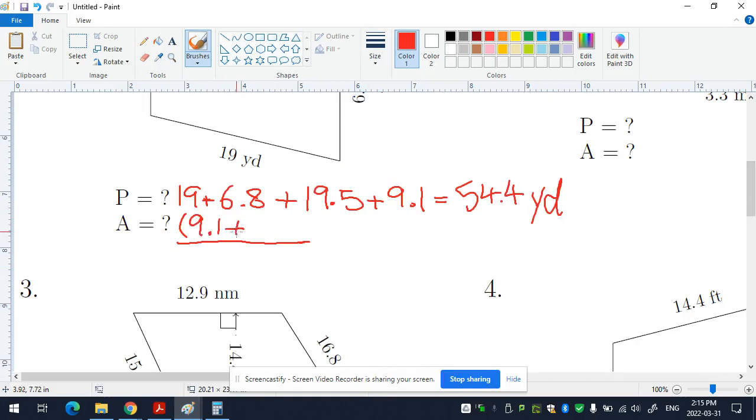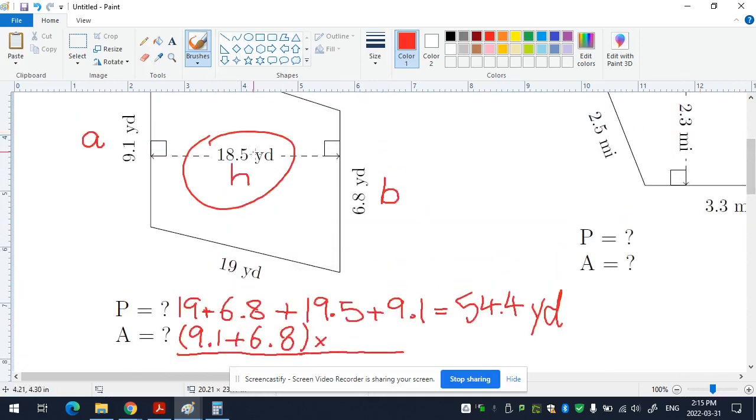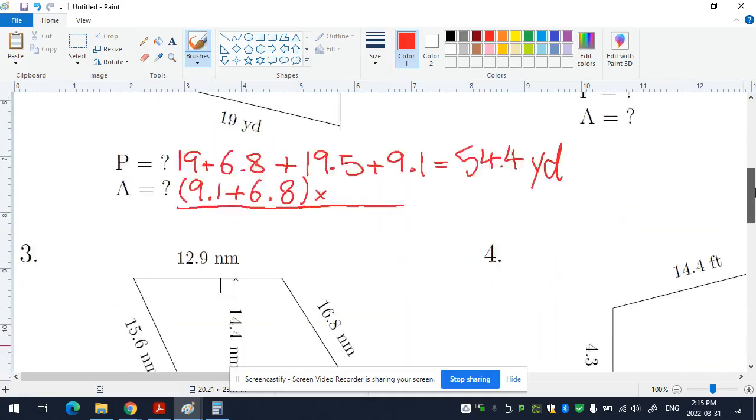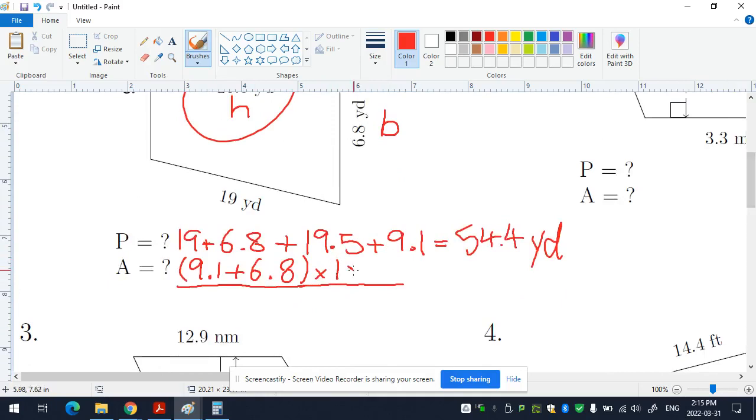9.1 plus, what's B? 6.8 times the height, which is the new one now, which is 18.5. Oops. All divided by what? 2. Always 2. Always 2. Never another thing to divide by. No 3, no 4, just 2.